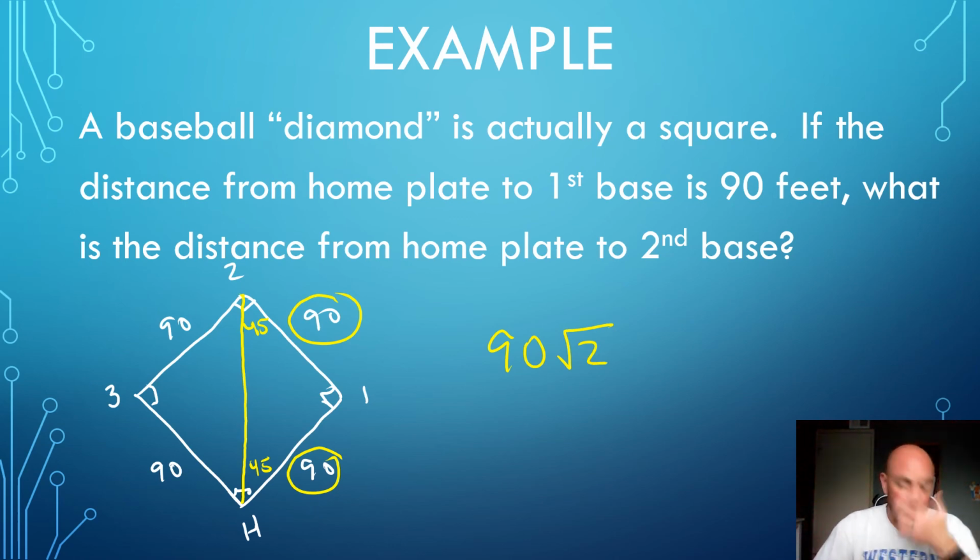Now here's an example where I would actually want the answer in feet. You know, this is a word problem. If I ask you guys, how far is it from home to second base, and you told me 90 square root of 2, it's not that meaningful. So this is where you grab a calculator, you type it in. I actually already did it. It comes out to about 127.3 feet.